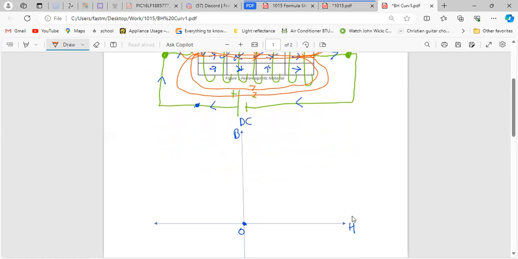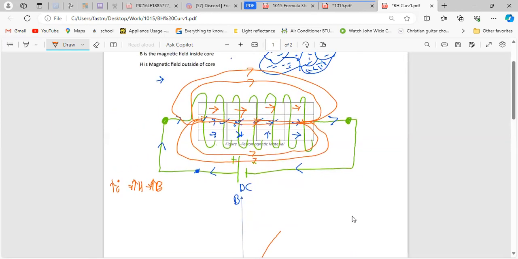As the current starts to increase, the field intensity starts to increase, so H starts to increase. So let's draw that. As H increases, what will happen to B? B will also increase. Why is B increasing? Because as H increases, the dipoles will feel a stronger urge to align with the magnetic field outside of the material. So it will look like this. It will start to increase. As I increase H, B will increase.